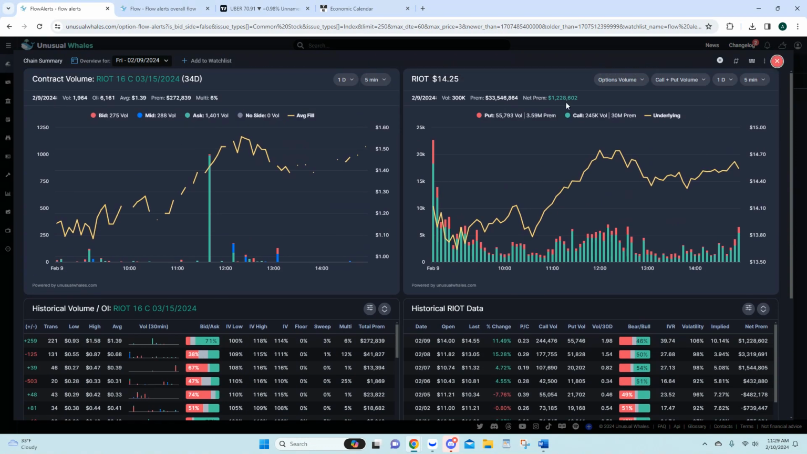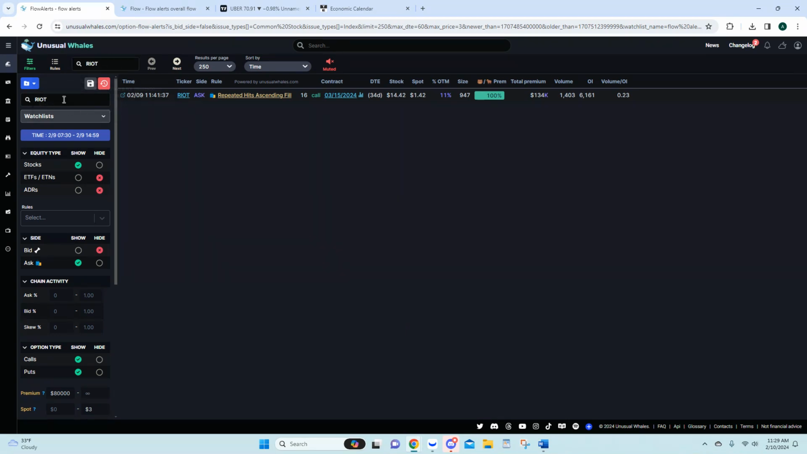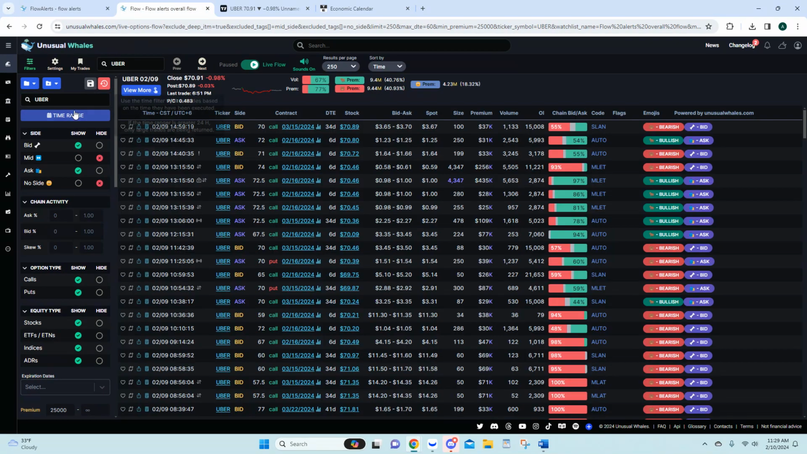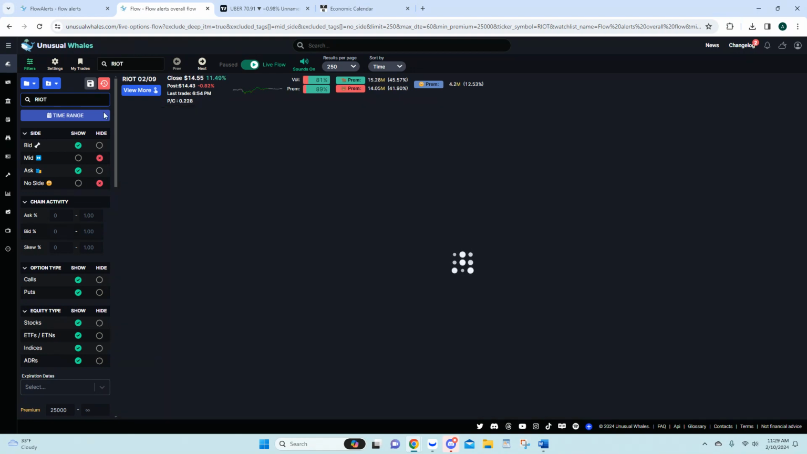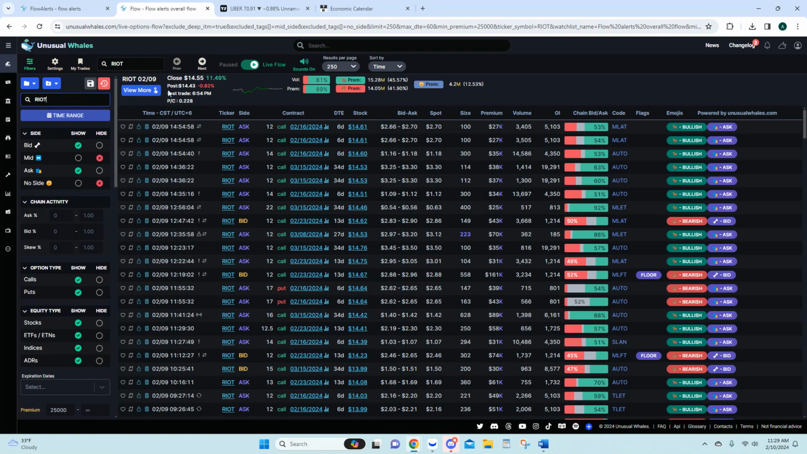So let me exit out of that. And let's look at the flow feed for Riot here. And obviously you can see Riot was up 11% on 2.9. Crypto's making a good run right now, so obviously keep your eyes on crypto, on that market, Bitcoin, Ethereum, all that. See if that's still making a push up. That can help with your thesis on the trade.